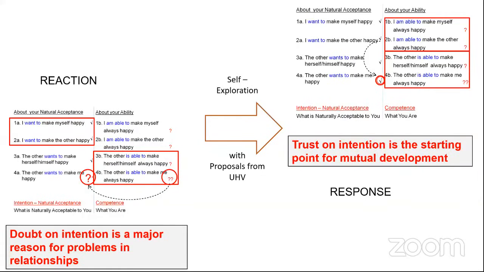Here, what we saw earlier, the reaction and response. Now, as long as we have this doubt on intention, we are reacting. But once we start self-exploration, once we start looking at what is going on inside, once we are able to see that the other's intention is like mine, then with all these proposals that we are putting forward, we can try to experiment with these proposals and see, is it possible to respond to the situation? So we can see that if we have trust on intention, then we can respond to the situation.